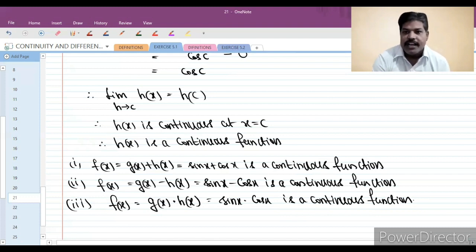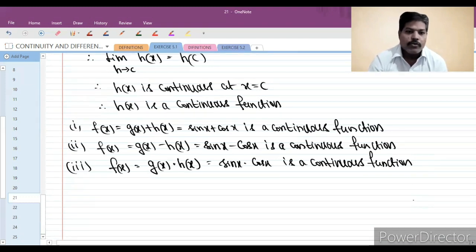So g and h are continuous functions. Automatically g plus h is a continuous function, g minus h is a continuous function, and g into h is also a continuous function. Do you understand that, students?